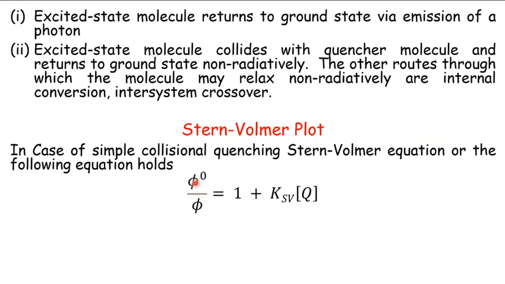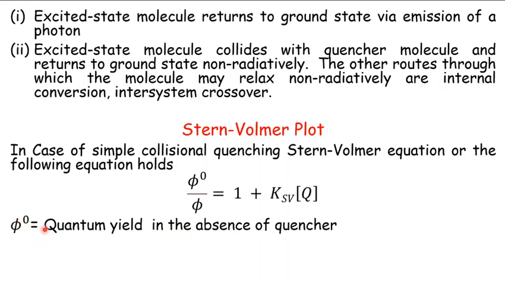This phi naught is the quantum yield in the absence of quencher, and this phi is the quantum yield in the presence of the quencher. Quencher, I may repeat, is a substance with which an excited molecule, excited fluorophore, collides and loses some energy non-radiatively. This process of quenching results in the decrease in the fluorescence intensity. Right? So, we will be discussing this phi zero, how to find this out and how to find out this phi, and then we will have the ratio and derive the Stern-Volmer plot.